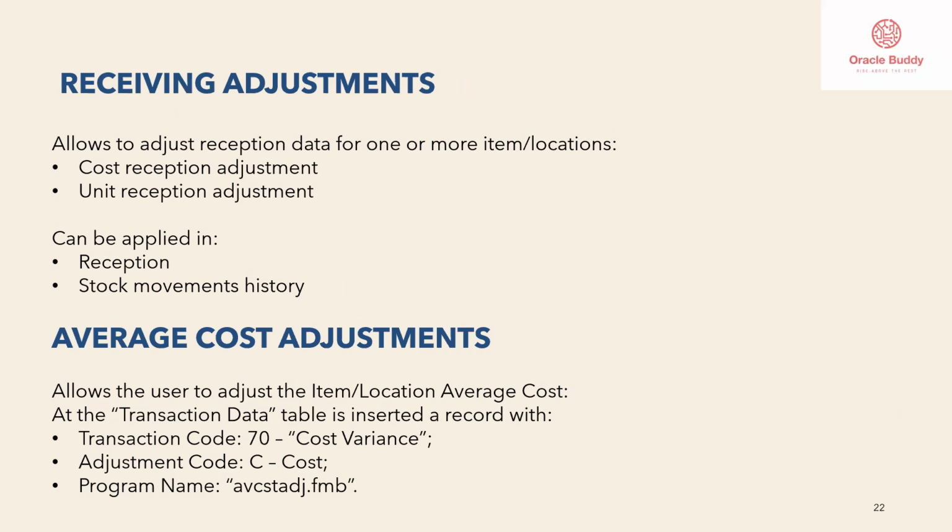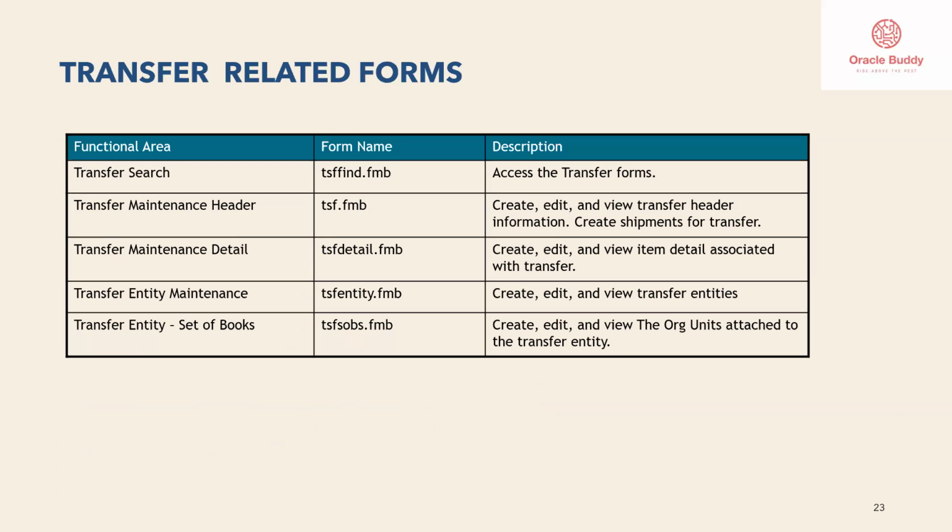Next, we will talk about average cost adjustments. This allows the user to adjust the item location average cost. At the transaction data table, a record is inserted with tran code 70, which is cost variance, adjustment code C, which is cost, and program name avcstadj.fmb. So these are the transfer related forms like transfer search, maintenance header, maintenance detail, transfer entity maintenance, transfer entity setup books. So you can go through this. It has particular things to do. You can see it on the screen.